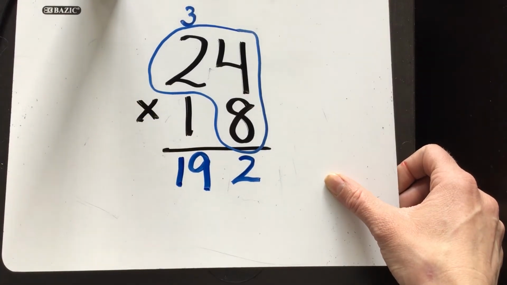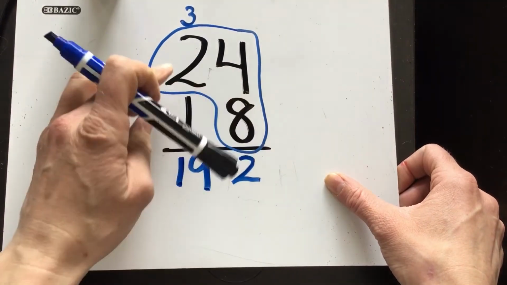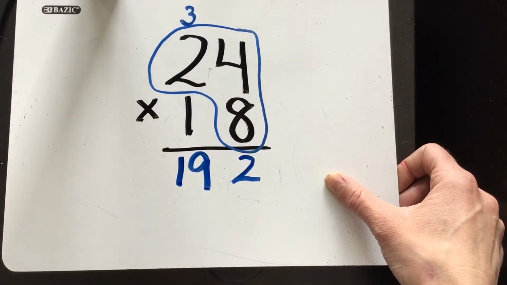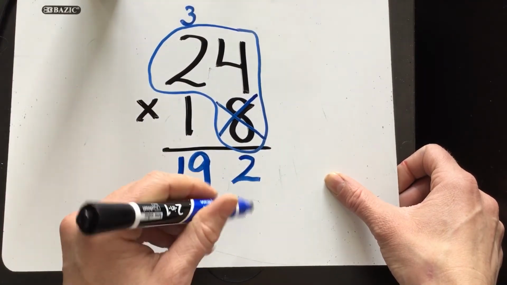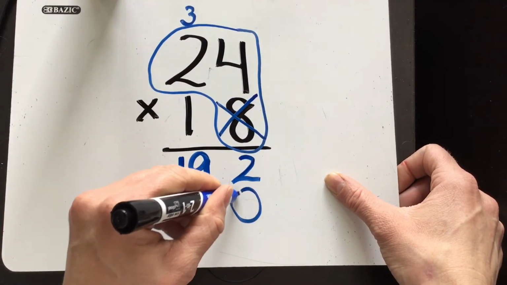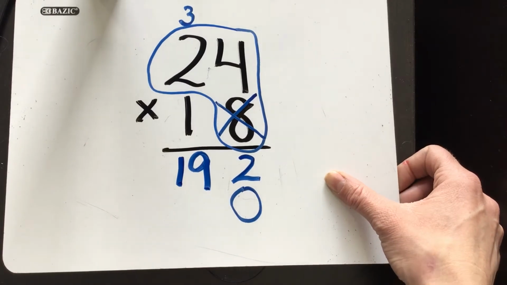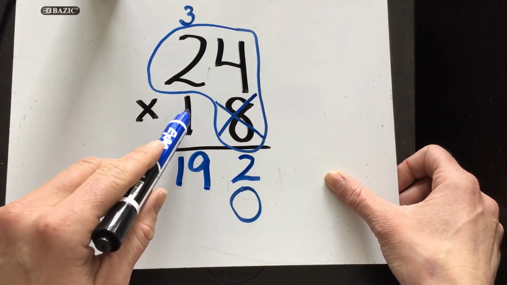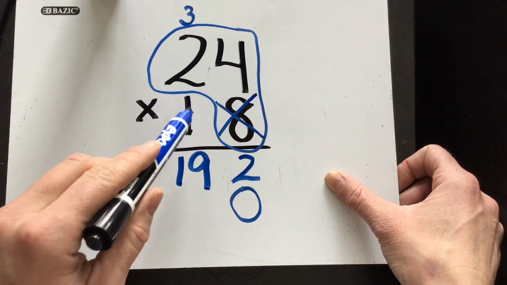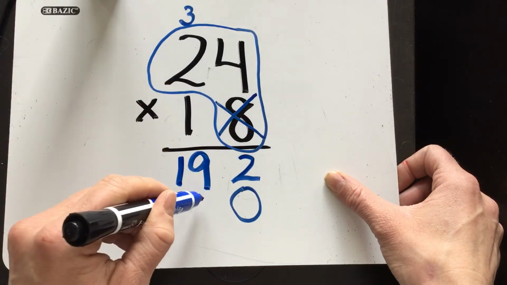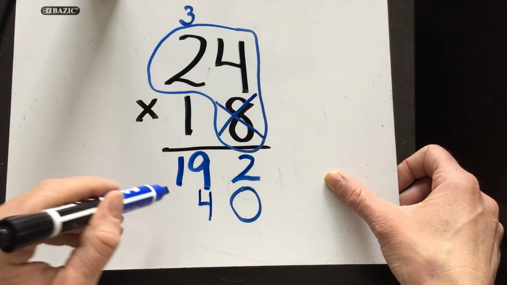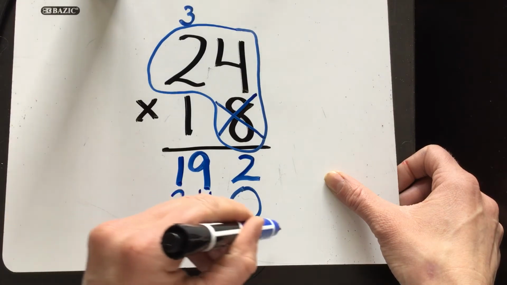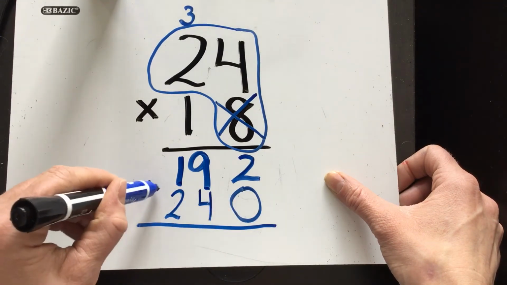Now, there's nothing else for the 8 to multiply with. We are done and we're moving on to the 10. So we cross off the 8. We put a 0 down to show that we're moving on to our tens column. Now I need to multiply the 1 by the 2 top numbers. What's 1 times 4? That's 4. Then what is 1 times 2? That is 2.